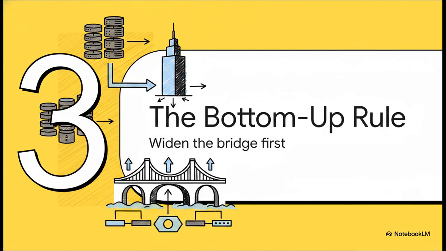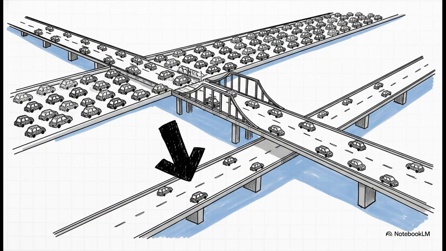Which leads us directly to Section 3, the bottom-up rule. This is the core discipline that really separates the juniors from the principal engineers. Here is the golden rule you need to remember. You absolutely must scale your data layer before your compute layer.